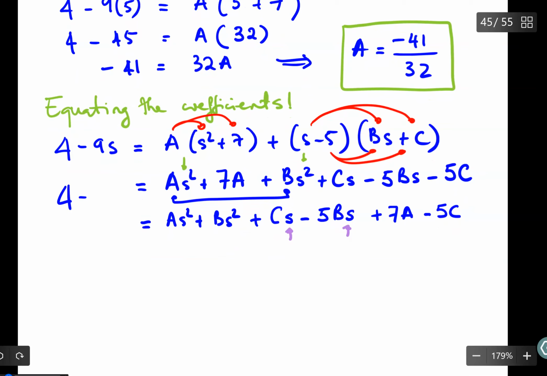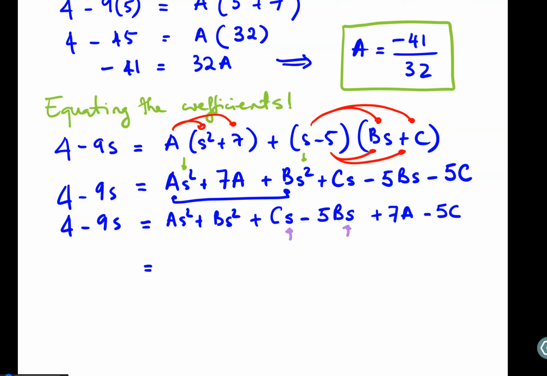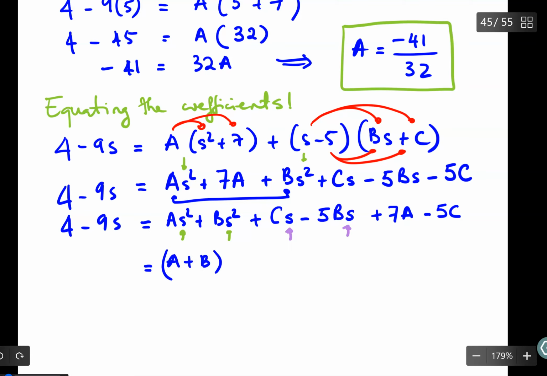So let's write what we have on this side, 4 minus 9s. Now the next step is I will factor s squared out because I have the common factor s squared. So I will write (A plus B) in the bracket times s squared. The next step is I will factor out the s, and inside the bracket I should have C minus 5B.